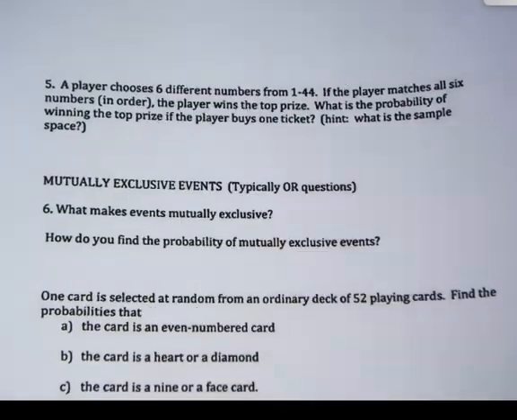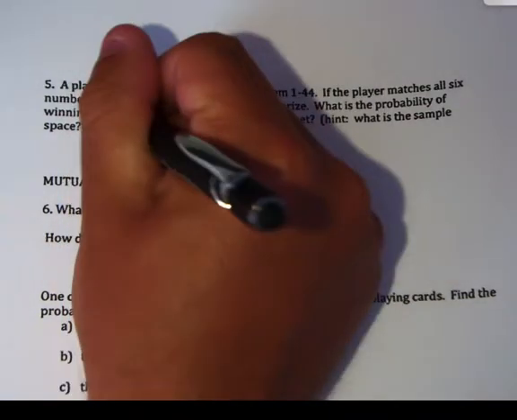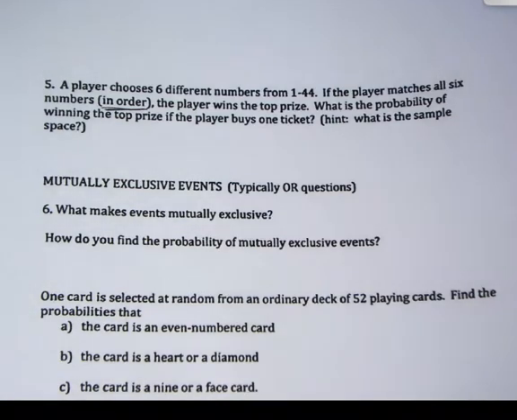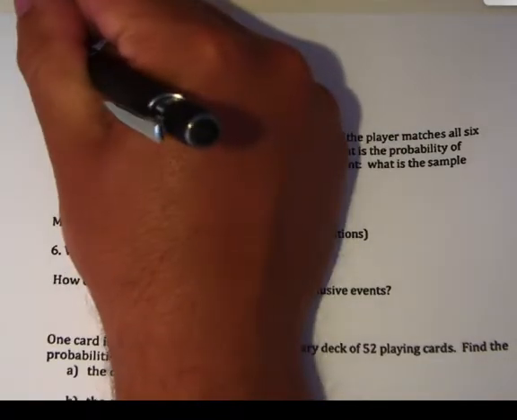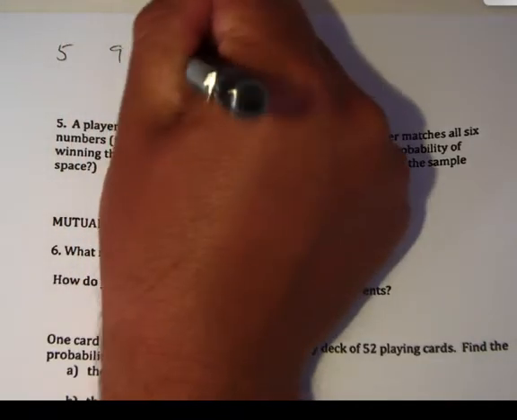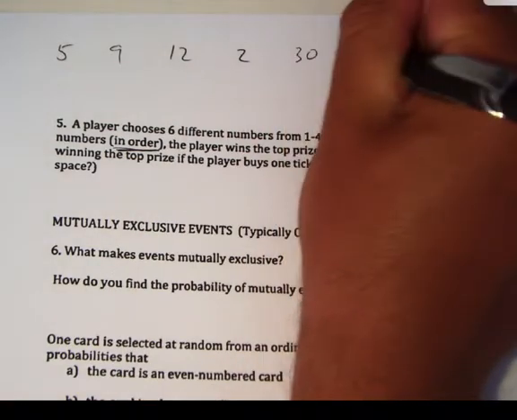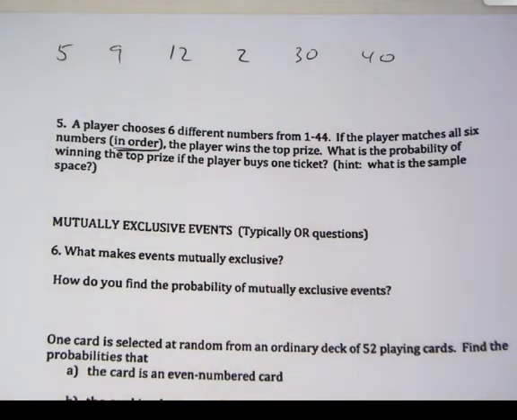A player chooses 6 different numbers, 1 through 44, so you're going to play the lottery. All right, you're going to pick numbers. It says if the player matches all 6 numbers in order, now that probably matters for a reason we'll talk about here in a second, the player wins the top prize if you match all 6 numbers in order. What that means is, let's say you pick 6 numbers. Let's say you pick 5, 9, 12, 2, 30, 40. Okay, let's say those are your lotto numbers.